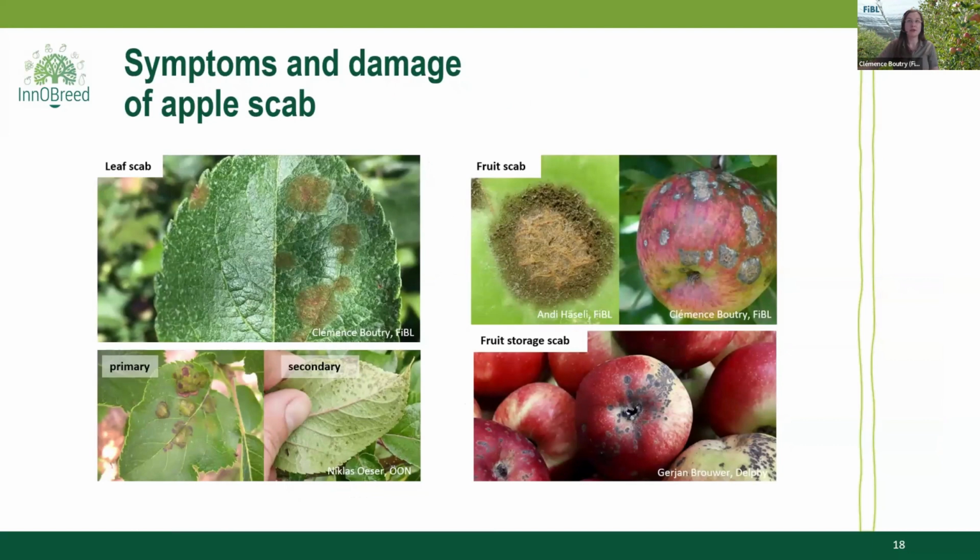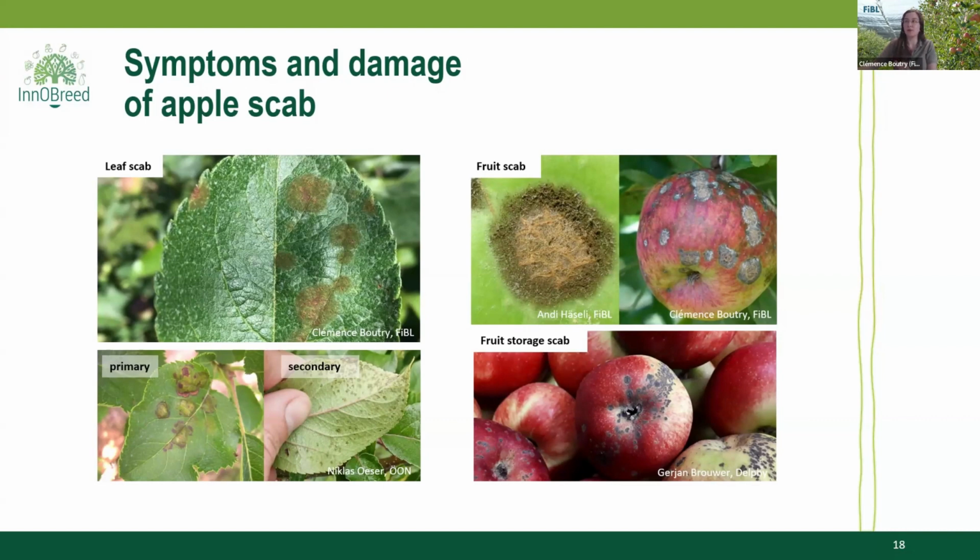Symptoms and damage. You can have leaf damage. It's the most common damage. When you have a really high pressure of the disease, it can happen that you also have fruit symptoms. And for leaf scab, you can have primary and secondary symptoms. You can distinguish them. It's these round, brownish, oily spots.